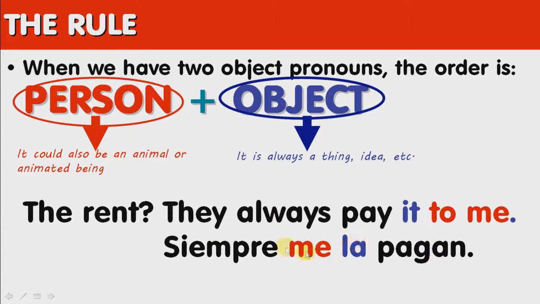And if we look at this sentence, we can see that if we want to put both pronouns, like in English here, the order that will always follow is first the person, in this case they paid to me, so siempre me, followed by the object, la, which in this case is referring to renta, that's why it's la, and then the verb. First the person, then the object, and of course all this before the verb, in the case in which we have only one verb.